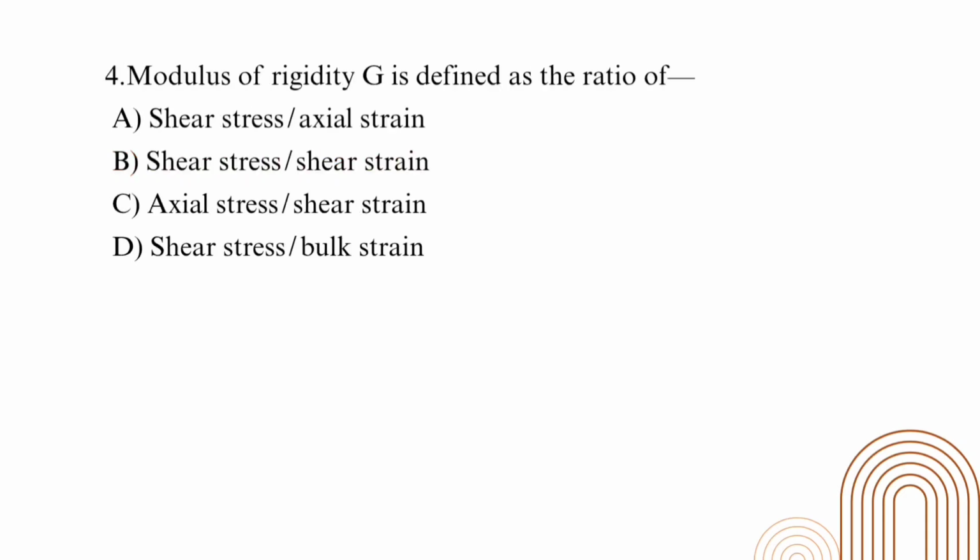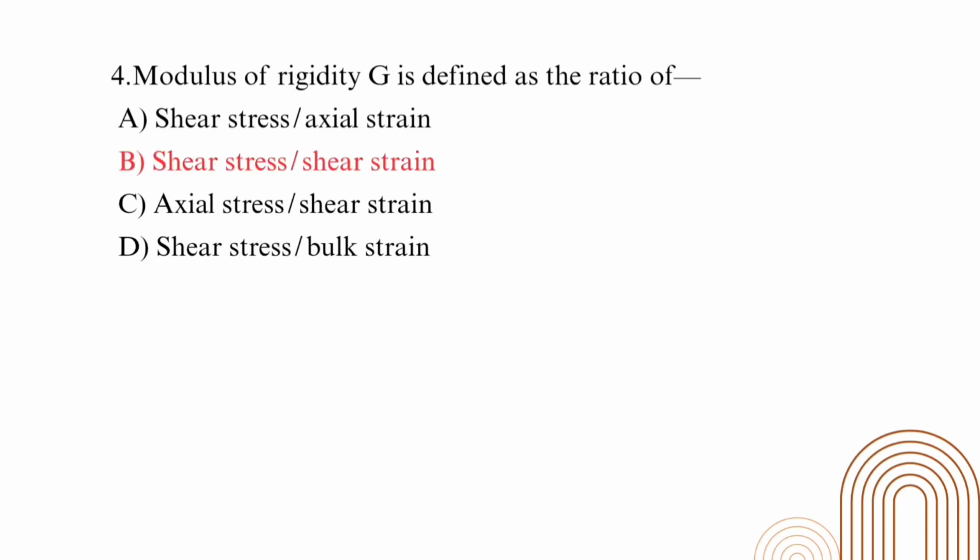Now the next question number 4. Modulus of rigidity G is defined as a ratio of: option A, shear stress upon the axial strain, option B, shear stress upon shear strain, option C, axial stress upon shear strain, and option D, shear stress upon the bulk strain. And the correct answer is shear stress upon shear strain. Modulus of rigidity G is defined as a ratio of shear stress upon shear strain.